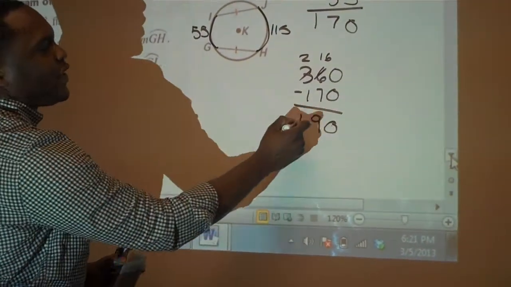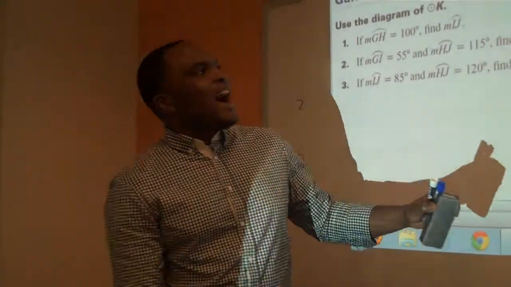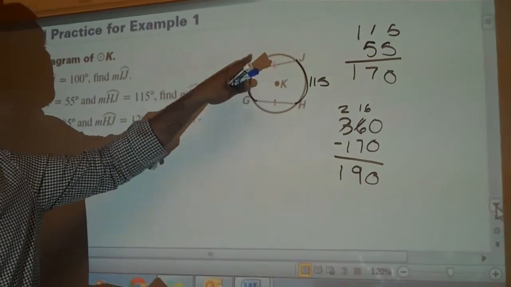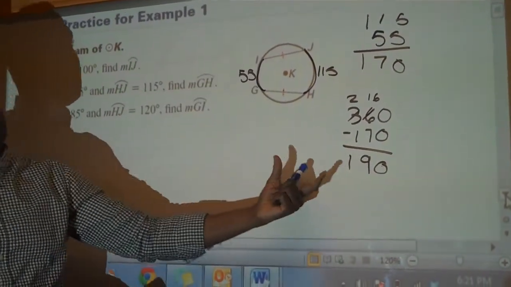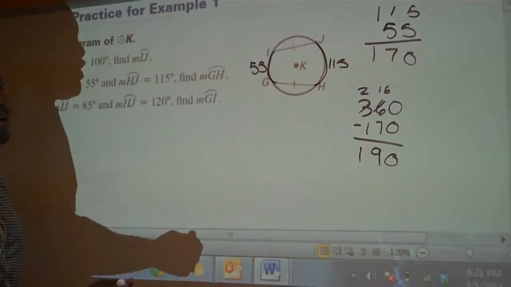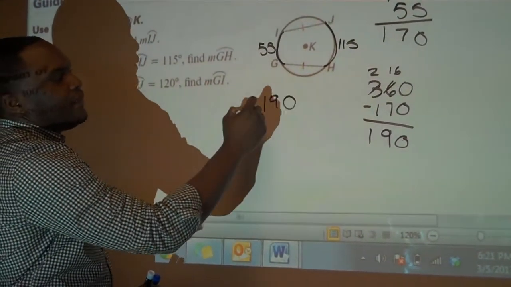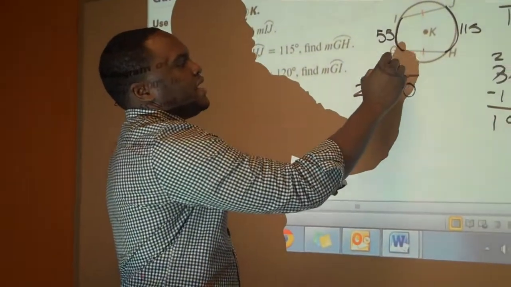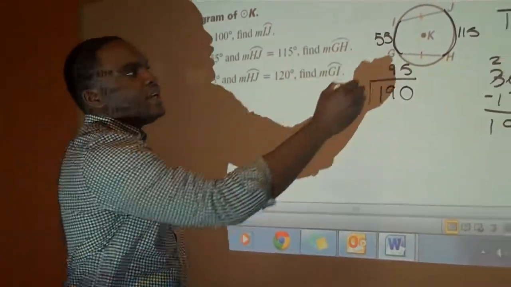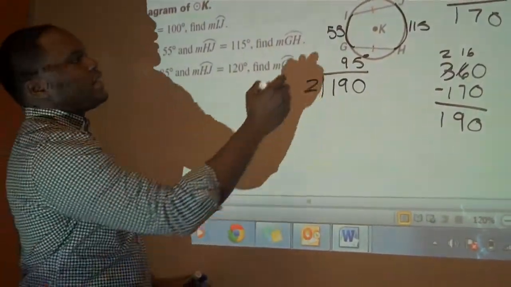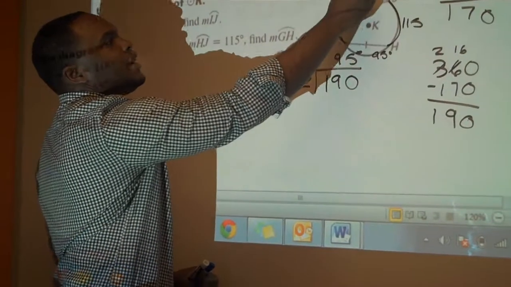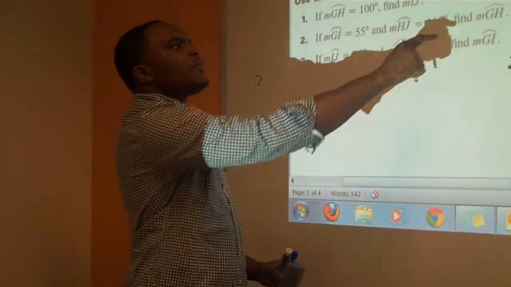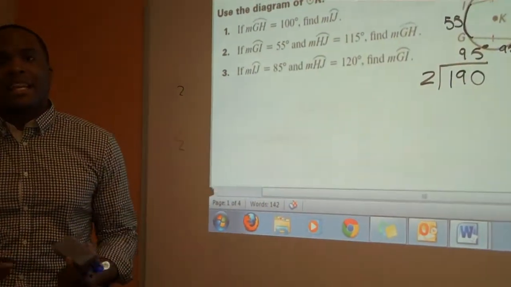190. Don't laugh at my math. So I know I have 190 left between these two. I know my two chords are congruent, so my two arcs are also going to be congruent. I'm going to split this 190 straight down the middle in half. So my last calculation, 190 divided by 2, that's going to equal 95 degrees for each one of these. 95 degrees for this side, and also for that arc as well. So my answer, the measure of arc GH, is 95 degrees.